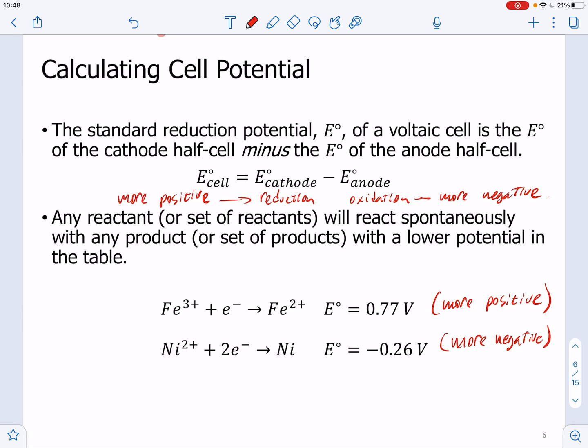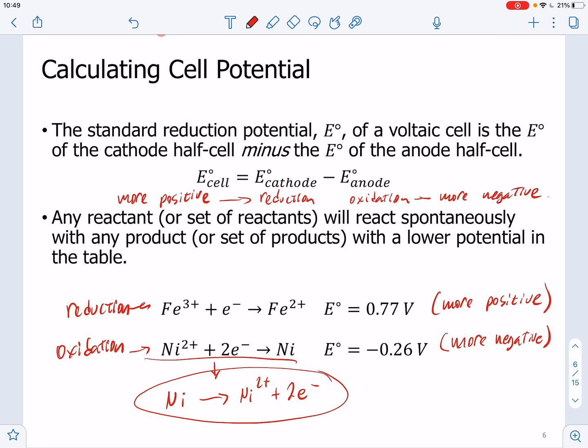So that means that the first reaction, because it's more positive, is going to be your reduction reaction, and this one is going to be your oxidation reaction, but it's not written as an oxidation. So instead of happening as written, you have to invert it, because remember, if you combine these two and one is more negative, then the more negative one is more likely to happen in the reverse direction. So what is really happening here is that nickel will oxidize to nickel 2 plus plus 2 electrons. This is the reaction that will actually happen if you combine these two half reactions.